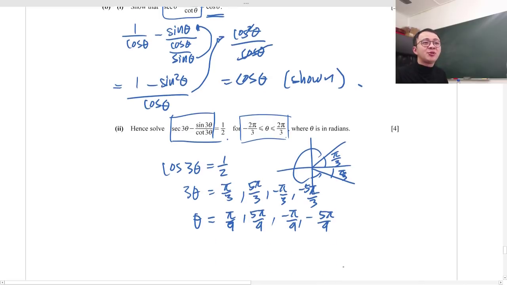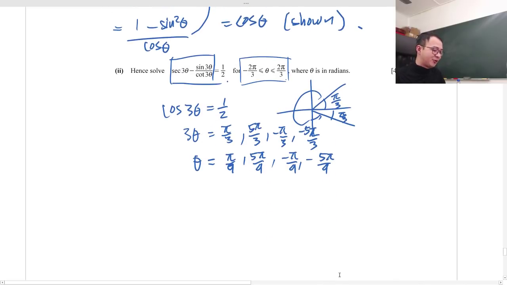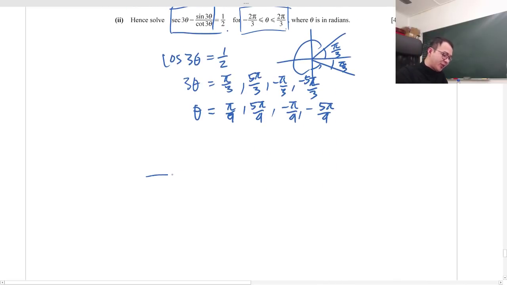Just in case some students do not know how to find a negative angle, so I will just explain a little bit. Okay, negative angle basically is the same. So if I say negative 30 degree, basically means from the 0 here, I move clockwise to this direction, 30 degree.